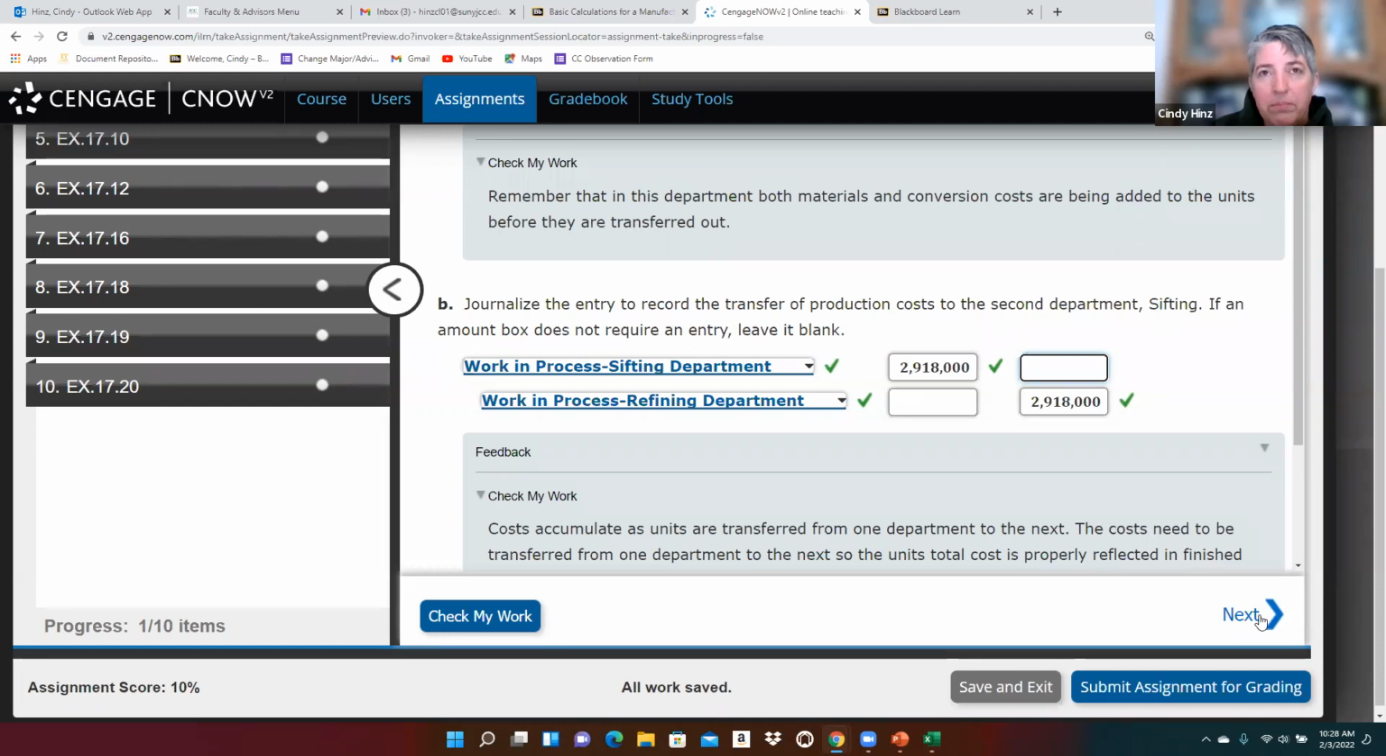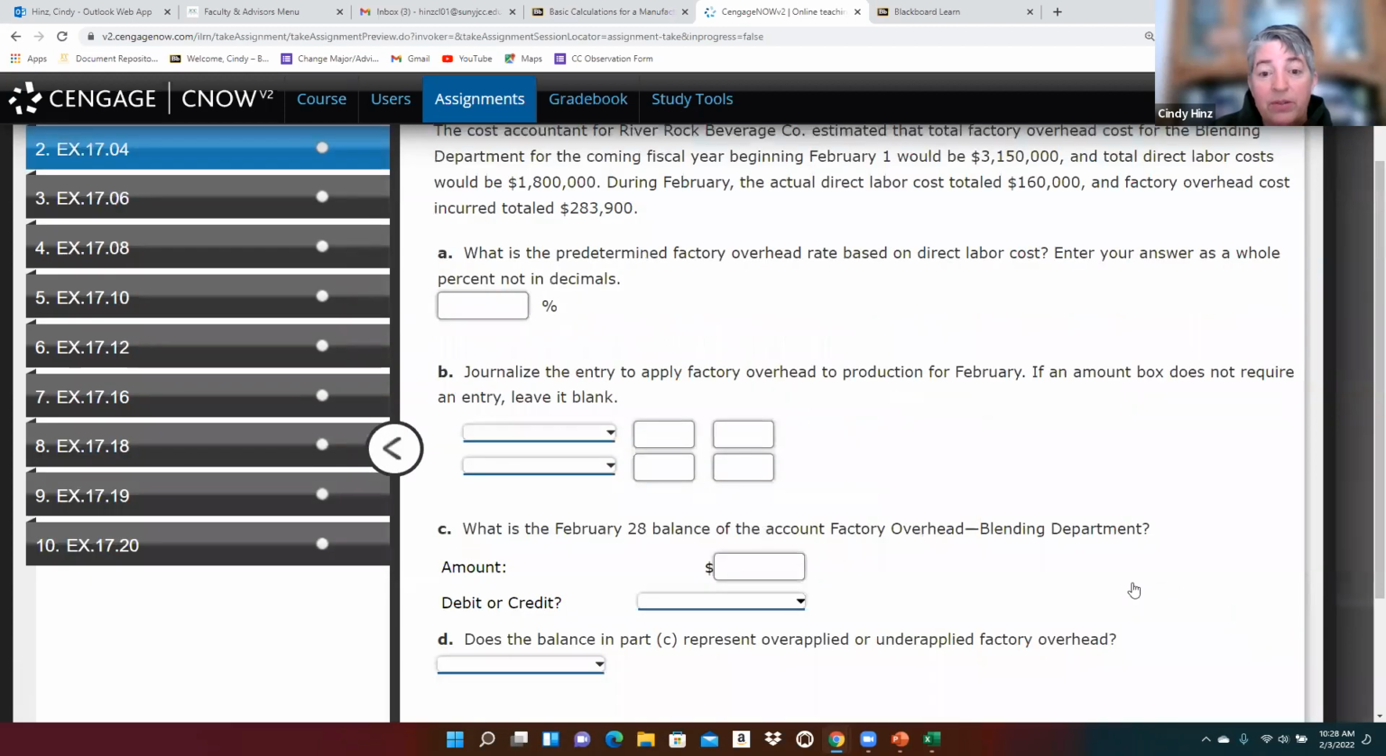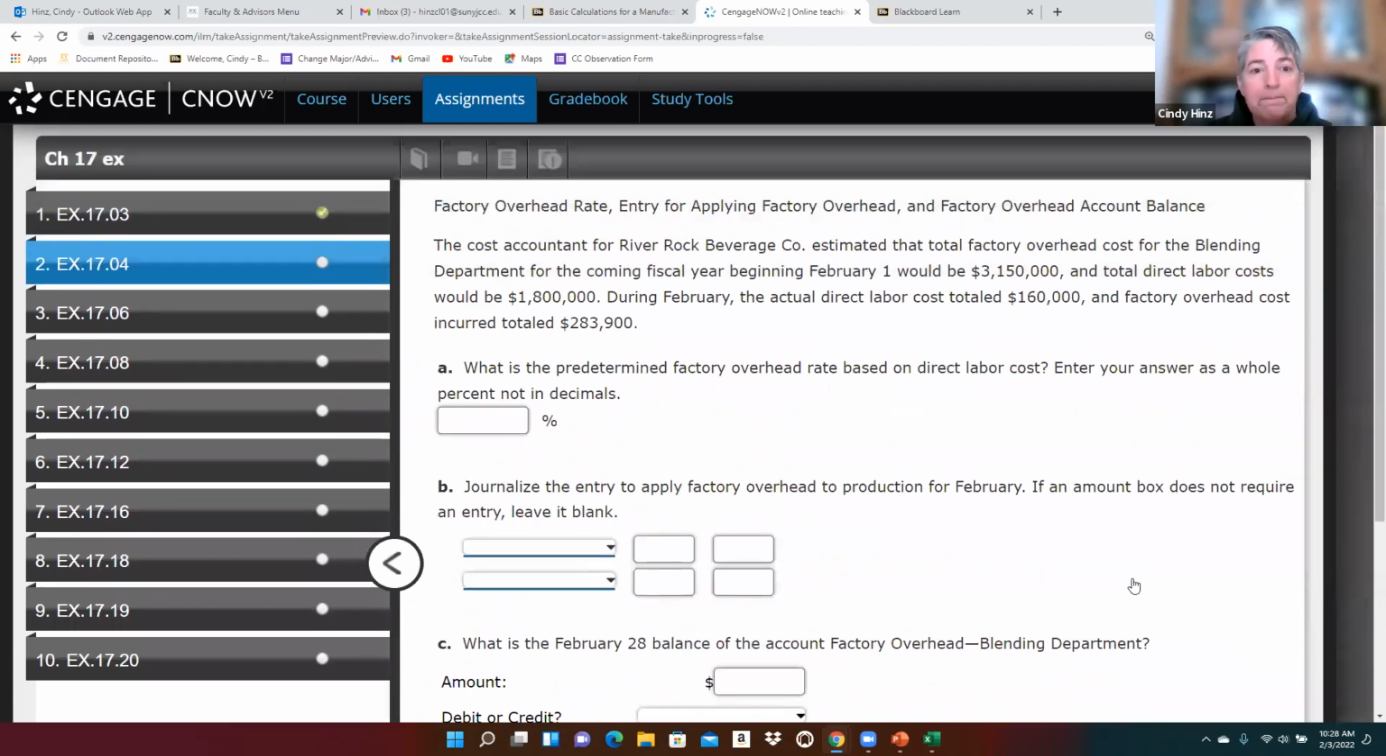Other than that, most of the time, if there's a box, something needs to go in there. And if it's 0, you need to enter a 0. And that's what happened with this student yesterday.